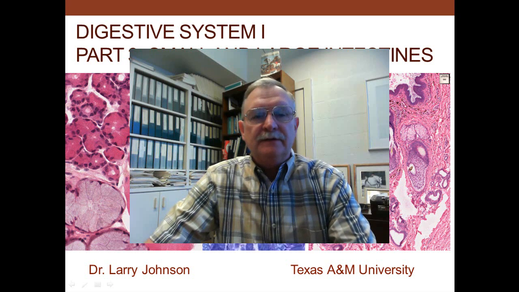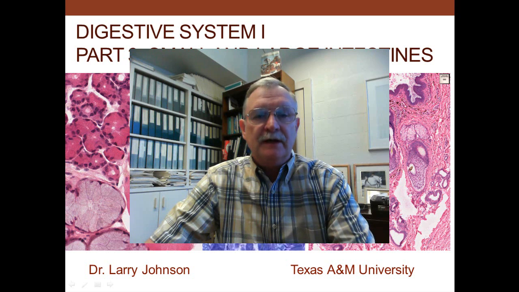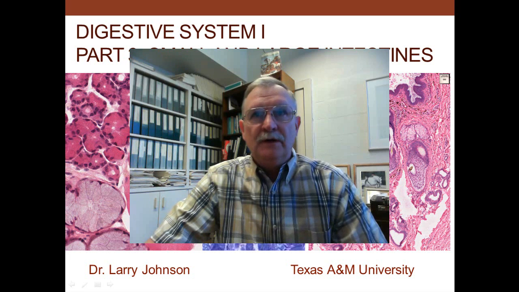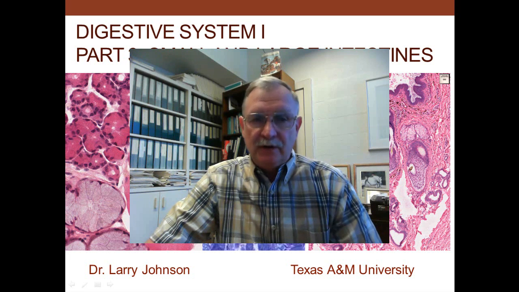Today we're going to talk about the digestive system. We have the digestive system divided in two divisions. The first division is the gastrointestinal tract itself, and the second division, digestive system 2, will be on accessory digestive organs. In part 1, digestive system 1, we have three parts to it.